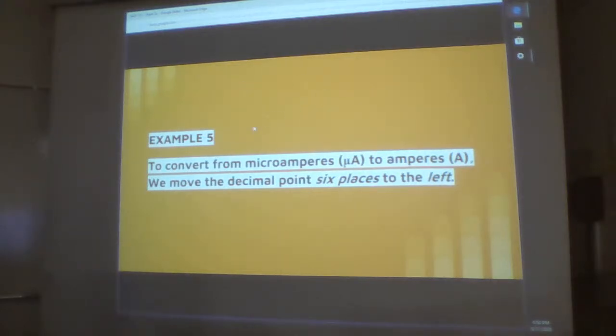One more example. In here, we're converting microamperes to amps or amperes. We move the decimal point 6 places to the left, just like I said before. Microamps is 1 millionth, that's 1 over 1 million, and mega is 1 million. So if we were going to treat that as a math problem, we would take 1 amp and multiply it by 1 over 1 million if we wanted to convert to microamps.